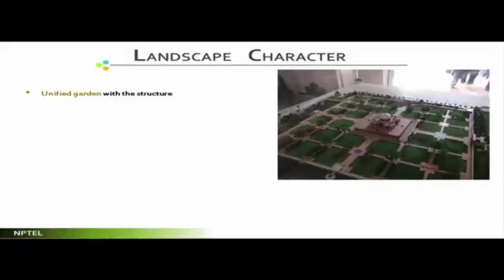What is the landscape character if you try to understand this? We have a unified garden with a structure, with a difference, not like Spanish. In Spanish the structure and the garden got unified absolutely, one after another, complementing each other. In this it is just an adjoining element.